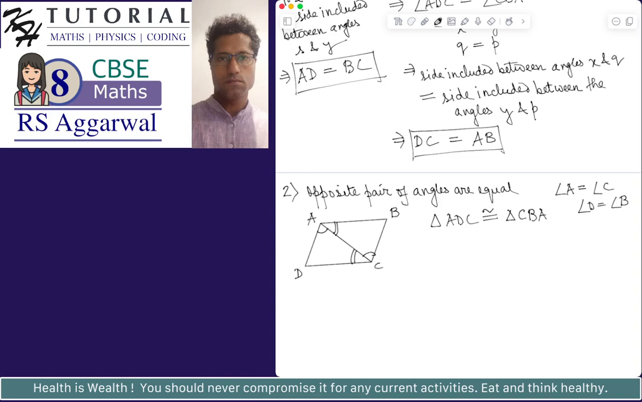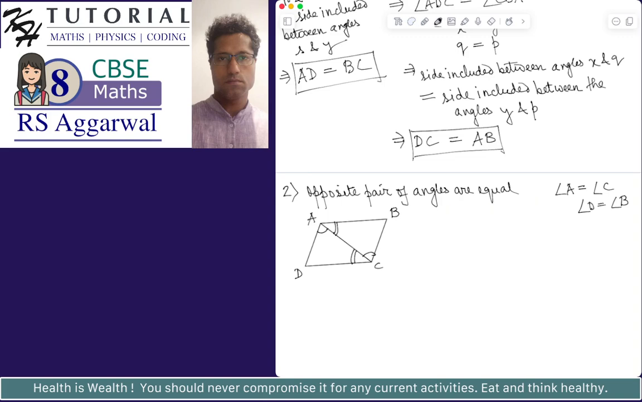I think the fact that the triangles ADC and CBA are congruent will not be required. It is enough that the opposite sides are parallel. From the fact that the opposite pair of sides are parallel, from that fact only we can establish that the opposite pair of angles are also equal. Okay, so we have this. So let's not use this fact. It will not be required.